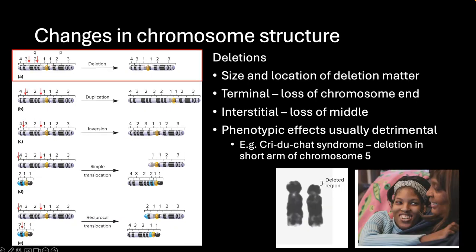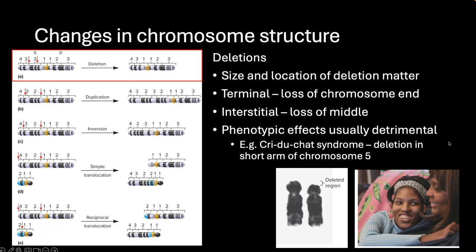The first one we will talk about is a deletion. This is straightforward to understand, as a deletion is simply a loss of genetic material on the chromosome. If this happens on the end of a chromosome, it is called a terminal deletion, and in the middle of a chromosome, it is an interstitial deletion.